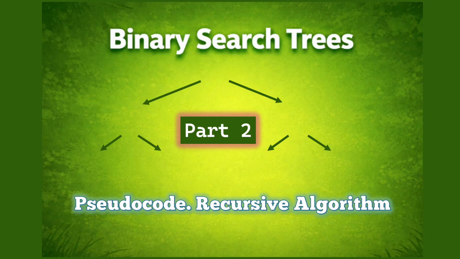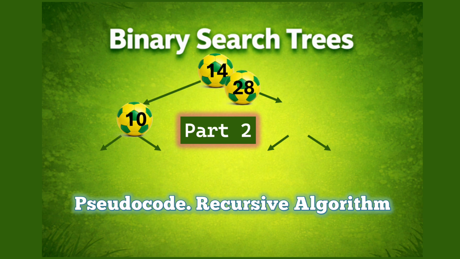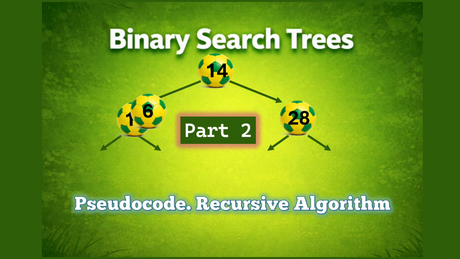Welcome to part 2 of binary search tree. In last lesson we looked at how to draw a binary tree. The first number is always going to be the root, and the root would have nothing on the left and nothing on the right, so it will have no child to start with. The next number, we'll check it against the root. 10 is less than 14, so it's going to go on the left. 28 is bigger than 14, so it's going to go on the right. And we keep doing this.